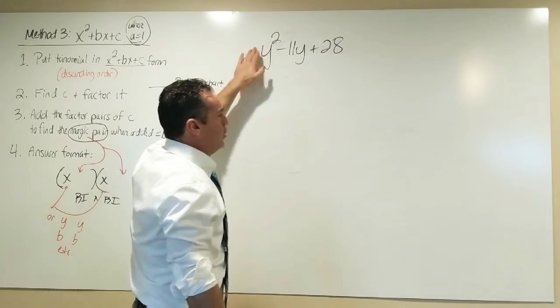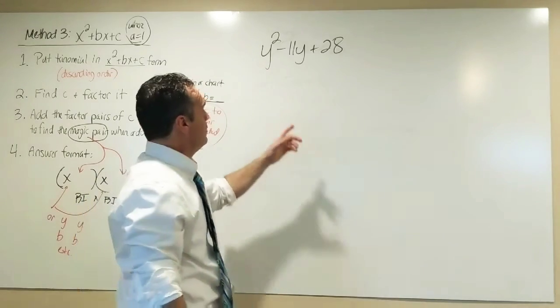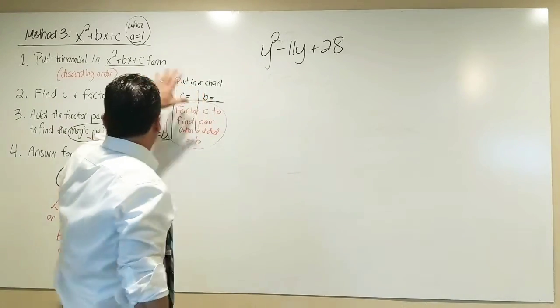If this was 2 right here, we'd have to use method 4. And we haven't learned method 4 yet. That's for next time. Okay? And then we check this. We go through our steps.